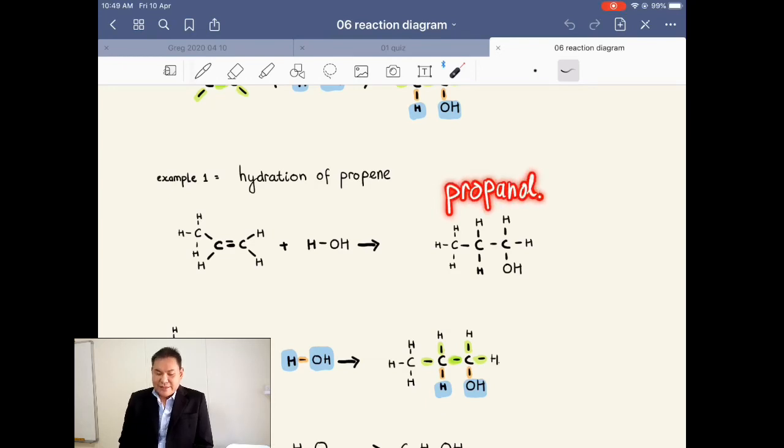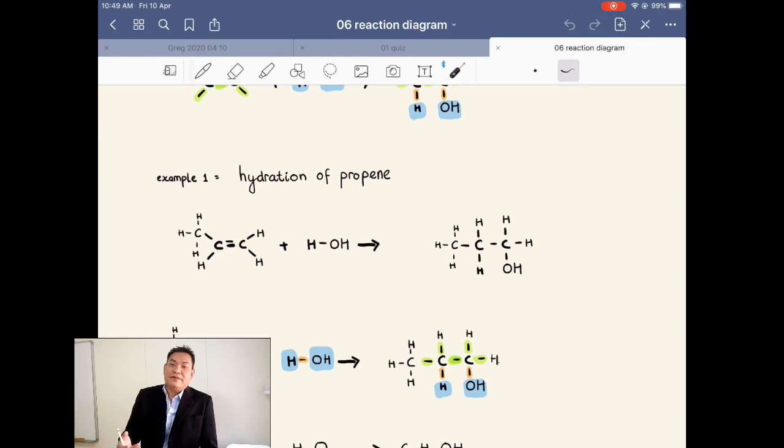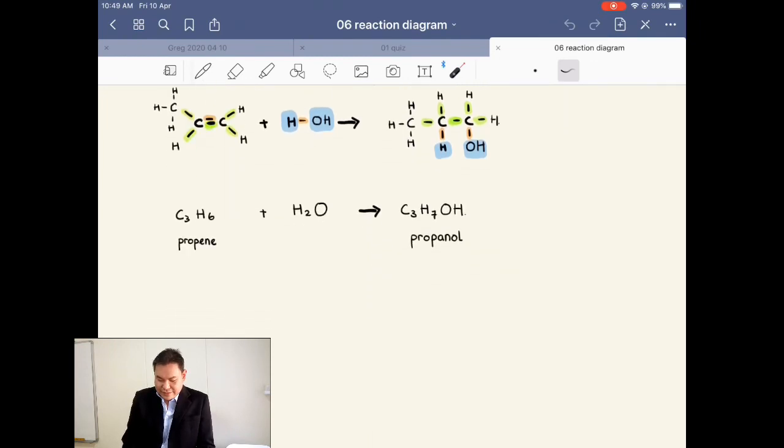So if you do hydration of alkene, what will you get? You get alcohol. And this is the molecular formula. C3H6 is propene, C3H7OH is of course propanol.